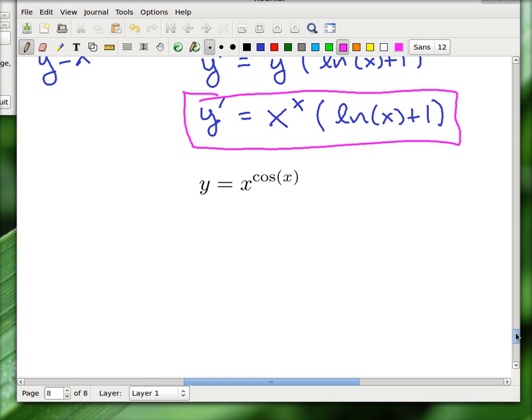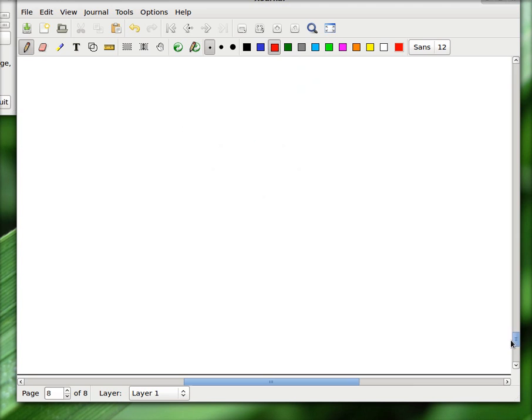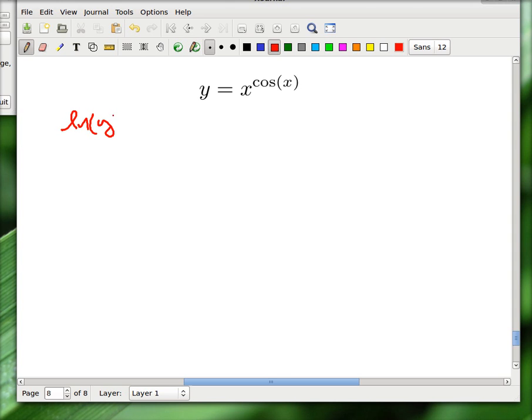Okay. And one more that's a lot like that. Maybe a little harder. So here we go. Take natural log of both sides. That gives you ln y is equal to, the cosine pops out, times natural log of x. Now take the derivative of both sides. On the left, that gives you y prime over y. And on the right, you get the product rule.